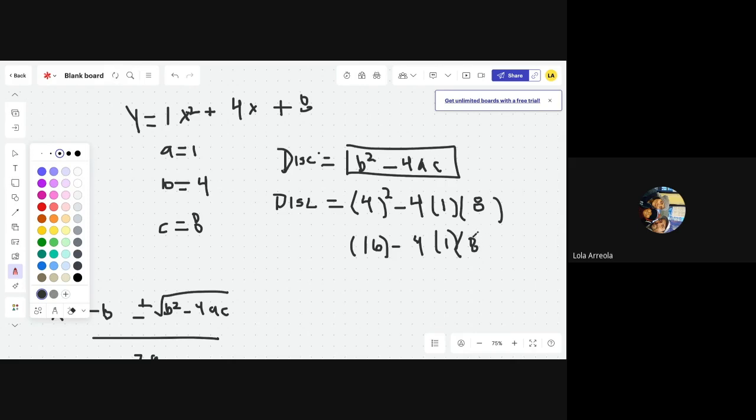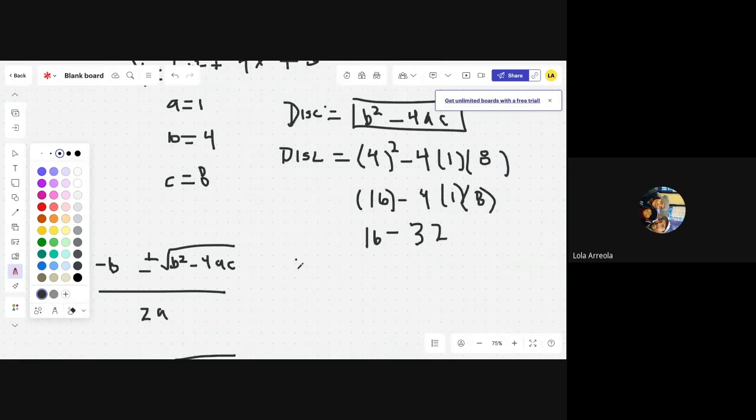Okay? So you could either do 4 times 1 times 8 and then subtract that value, or you could do negative 4 times 1 times 8. However you want to think about it. Okay? So I'm going to do negative 4 times 1, that's negative 4. And negative 4 times 8 is negative 32, sorry. So I have 16 minus 32, basically. So my discriminant is equal to negative 16.